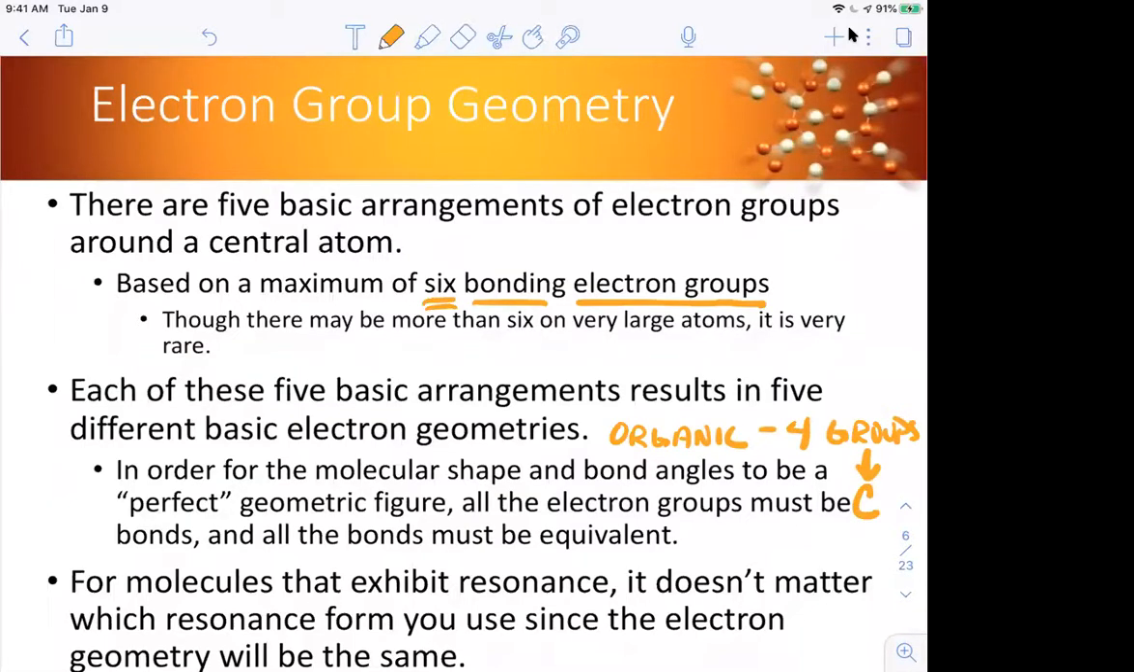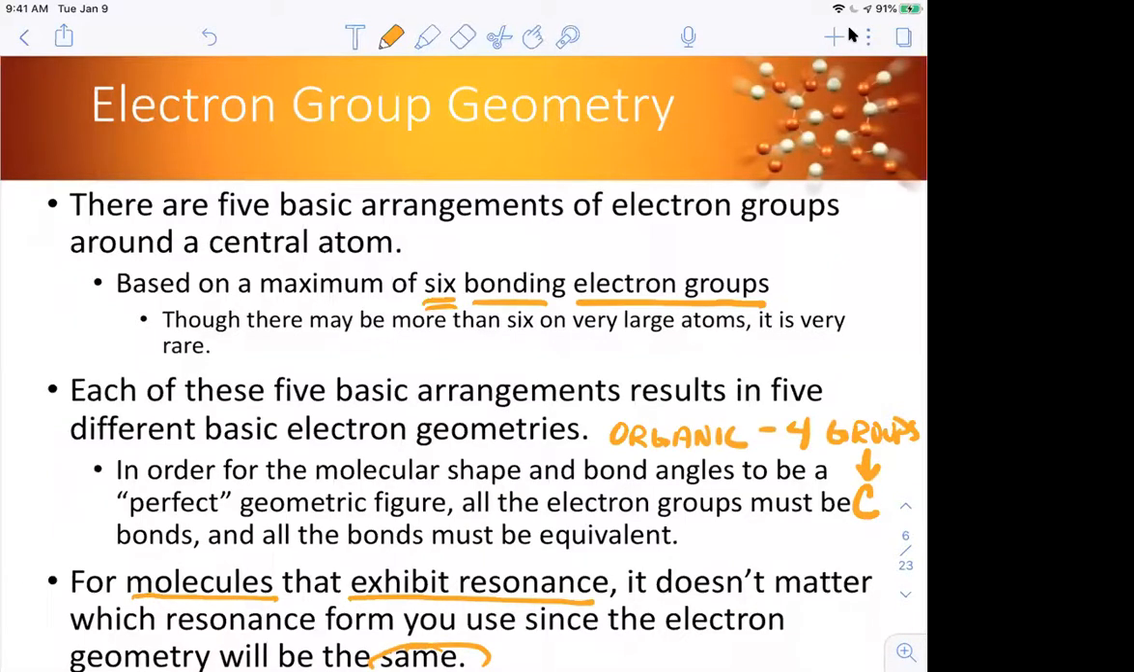Remember, carbon is going to be tetravalent. It has 4 valence electrons and it wants to make 4 bonds. We also know that carbon can have single, double, or triple bonds. So we have to be able to go up to 4 groups in order to characterize various geometries around carbon. Now, if your molecule can exhibit resonance, it doesn't matter which resonance form I use, the electron geometry is always going to be the same.